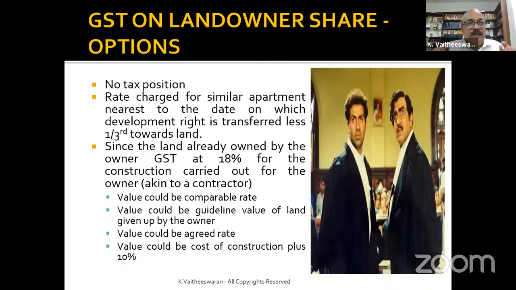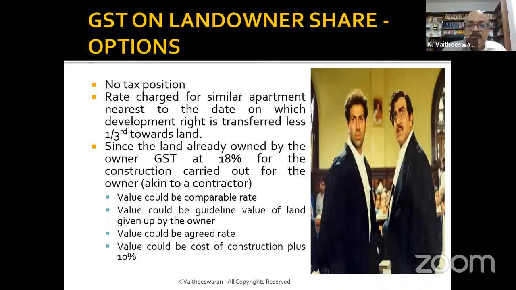So if consideration is not ascertainable, let's take this ball a little more and roll it. Joint development agreement, 40 apartments for the owner, 60 apartments for the builder. For the 40 apartments, I have to pay GST because I have constructed for the owner. And for this development rights, there is a reverse charge mechanism. And for that, they say, take the selling rate. Now, can you take the selling rate?